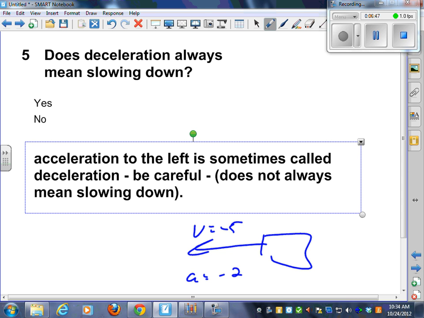Deceleration does not necessarily mean slowing down. I tend to avoid the word deceleration completely. I tend to not talk about deceleration at all. Okay? You might see it in a textbook question, but I try not to use it in class.